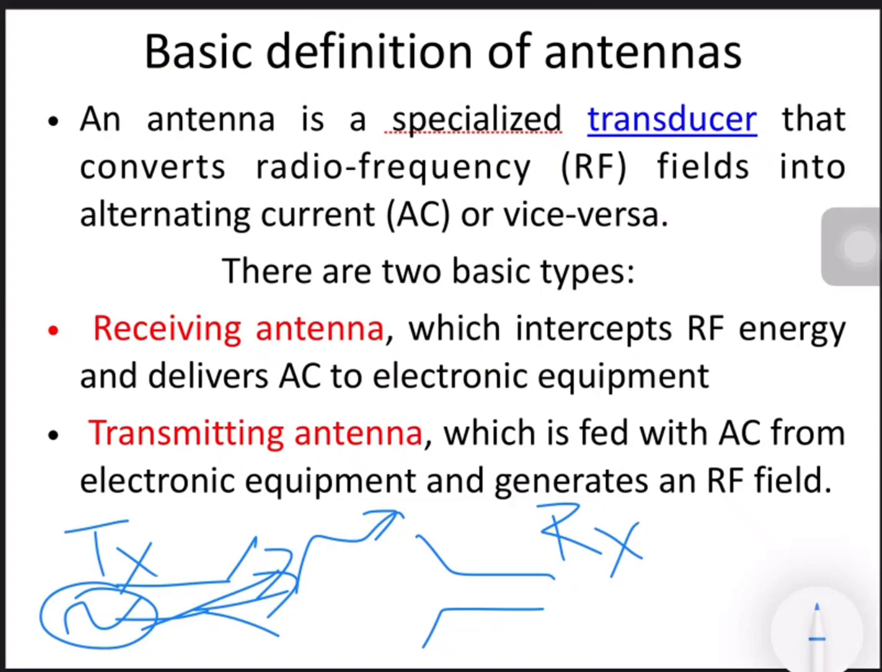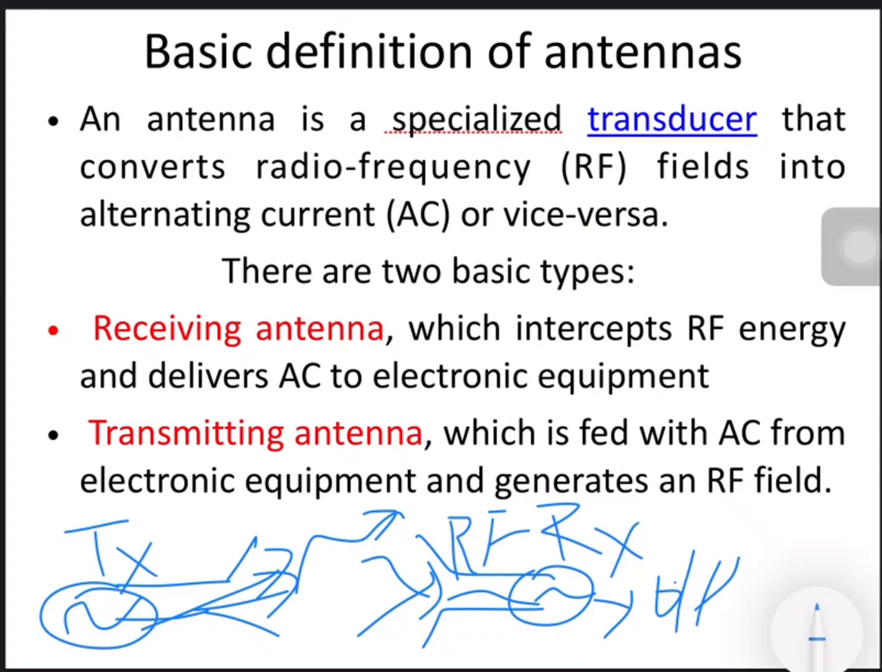And on the receiver end of the communication system, the receiving antenna will receive the radio frequency signals, and these radio frequency signals have to be converted into alternating current, because the output device which we are working with will be working on the AC concept. So on the transmitter it is modulation, and on the receiver it is demodulation.